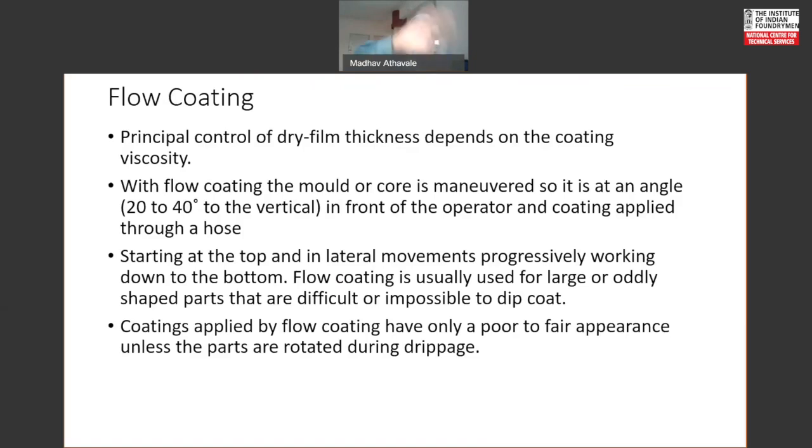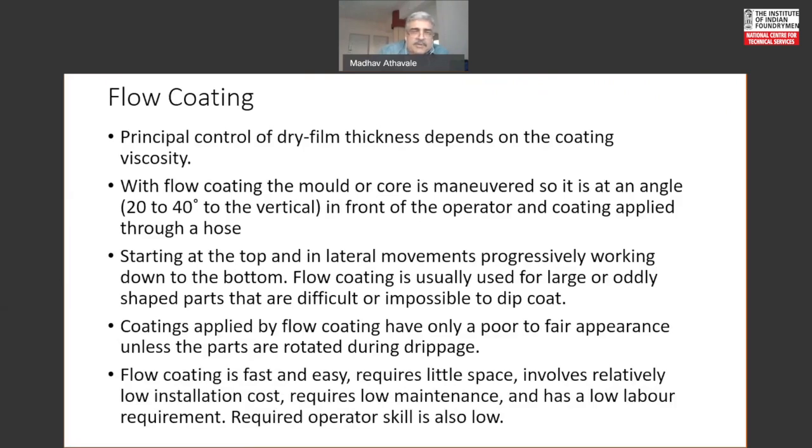So in order to ensure that you get a smoother finish, you have to allow the removal of excess coating through drippage, either by moving the mold using the holding mechanisms, as well as physically removing excess coating, as you will see in some of the pictures later. Now, the flow coating is very fast and easy.